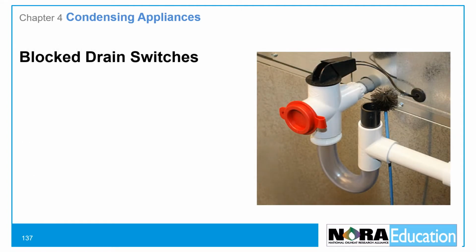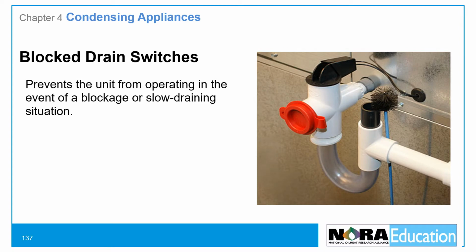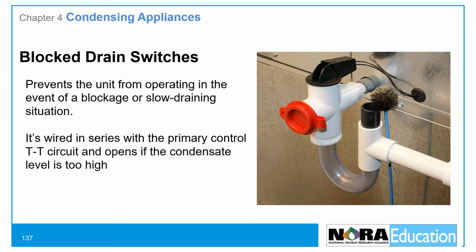Some condensing appliances are equipped with a blocked drain switch to prevent the unit from operating in the event of a blocked or slow-moving drain. The switch is wired in series with the primary control's T and T circuit and opens if the condensate level gets too high.